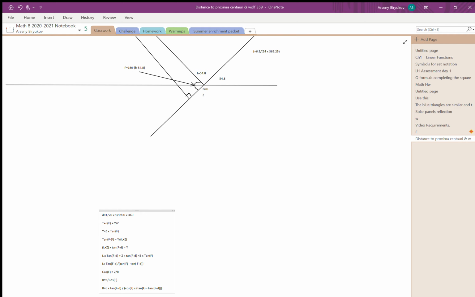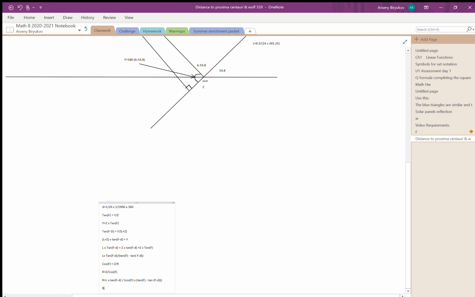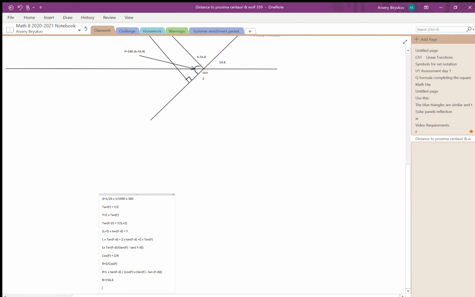To use the formula we just made to calculate the distance to Proxima Centauri, we start with the knowledge that B is equal to 146.6. We also measured that D is equal to 1/20th times 1/1900th times 360. L is given to us at the start and it doesn't change.